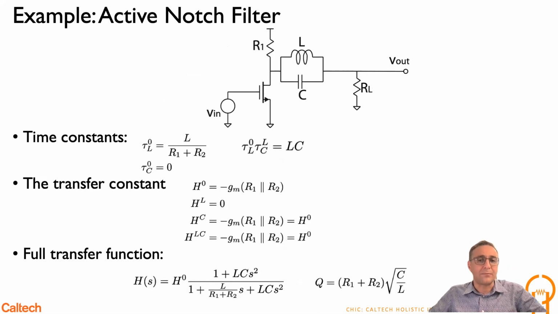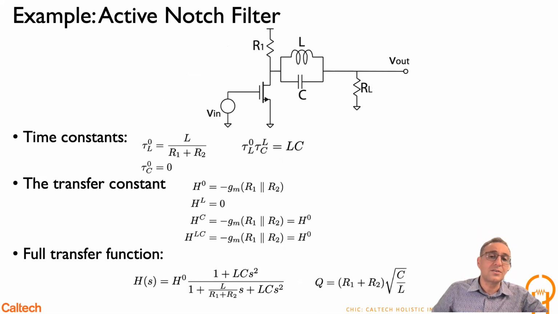Now, this is another example. Here's a notch filter with an inductor and capacitor, an LC. And again, the time constants are given here. So these two are the zero-value time constants. This is the product of the zero-value and the second-order time constant. And you can easily see that these are the case. You can verify them yourself.